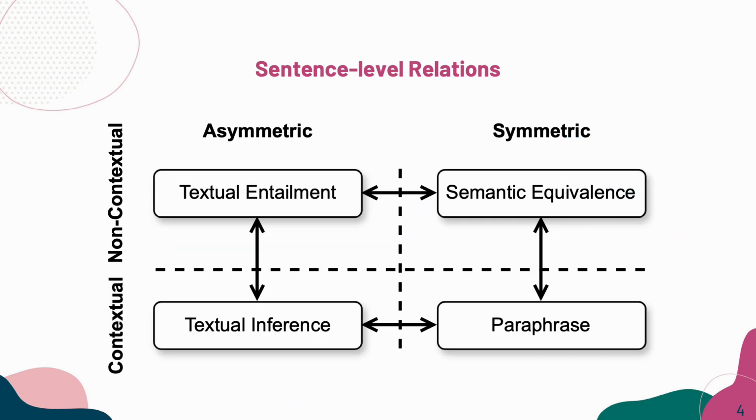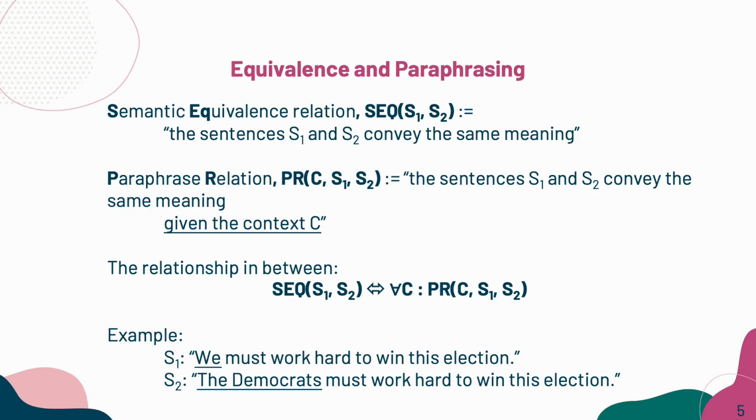Our task reduction stands on the task to identify the four sentence level relations. As shown in the figure, there are textual entailment, textual inference, semantic equivalence, and paraphrase. They are grouped vertically given whether the relation is asymmetric or symmetric, and also grouped horizontally given the need for the context. In the following slides, we will define the tasks for each relation.